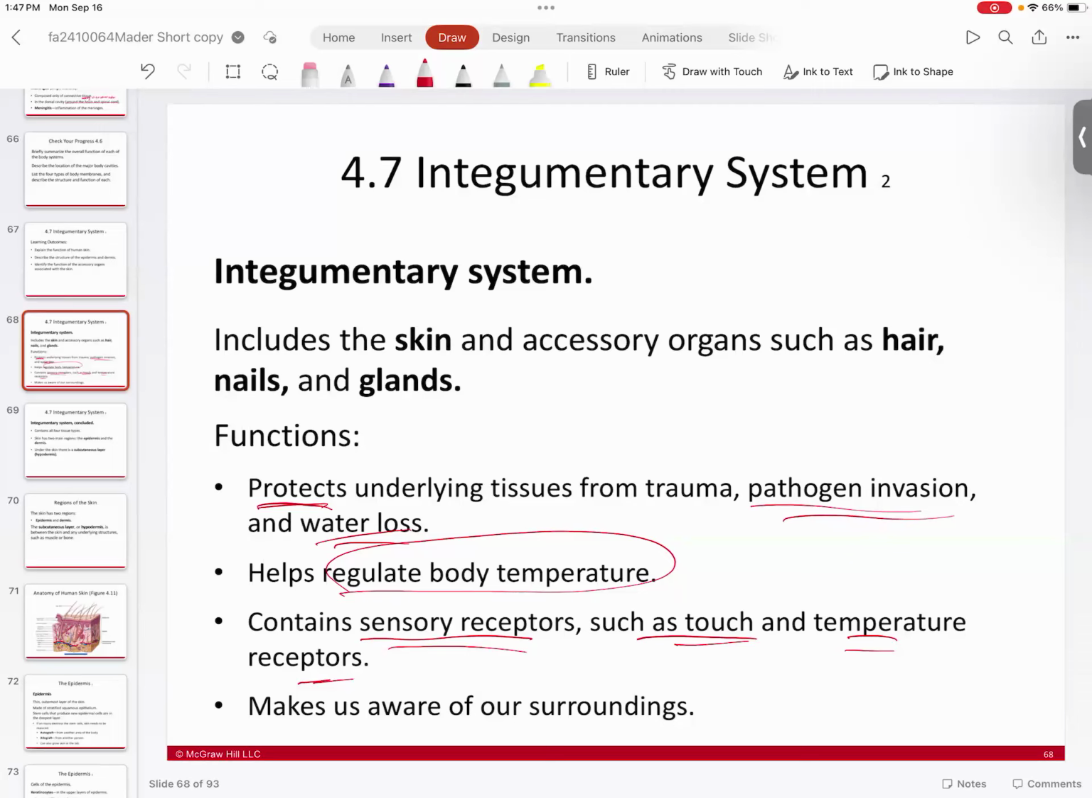Right? So basically, when you have numbness in your hands, it's like you can't function, because you can't feel if something's hot or cold. You can't feel how much pressure you're putting on it, how hard you're grasping onto something.